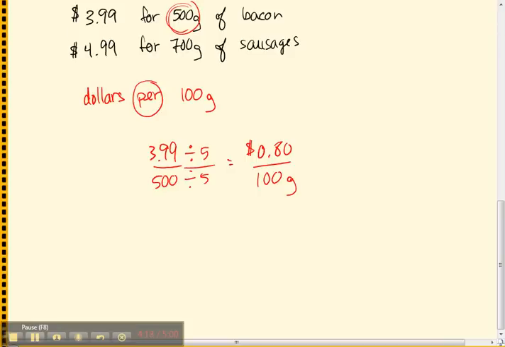So what I want you to do, I'm going to stop the video, and before you watch the next one, I want you to find the price per 100 grams if you were to buy sausages, given the price that you have there. Work it out, and I'll give you the answer in the next video.